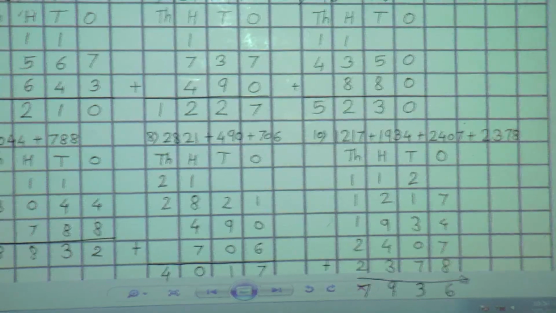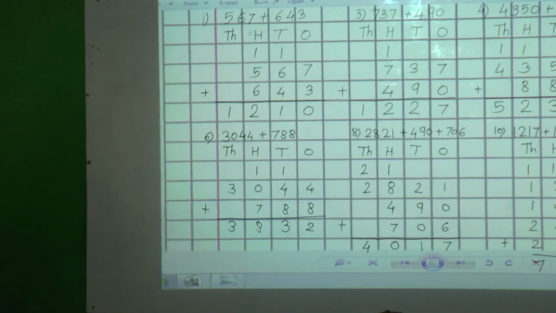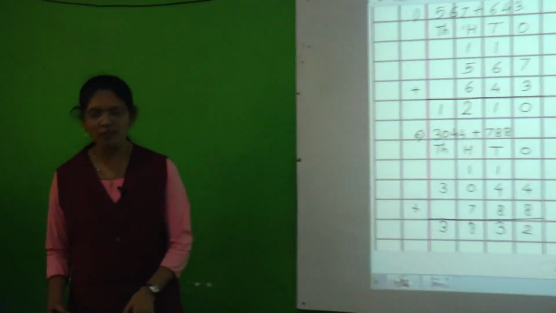So in this way today we have completed our exercise 2.1. See, students, I have taken only odd number sums and you have to solve the even number sums on your own. So in this way we have completed our exercise 2.2.